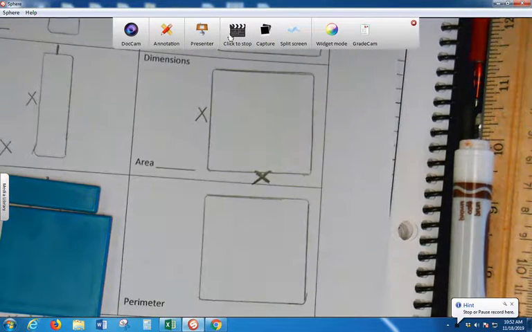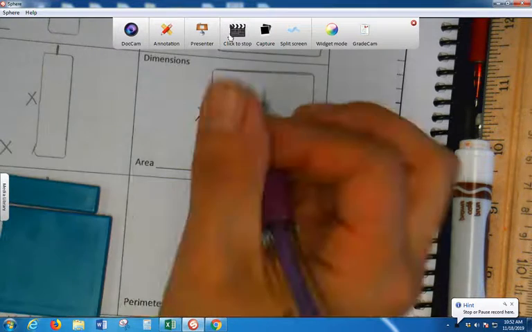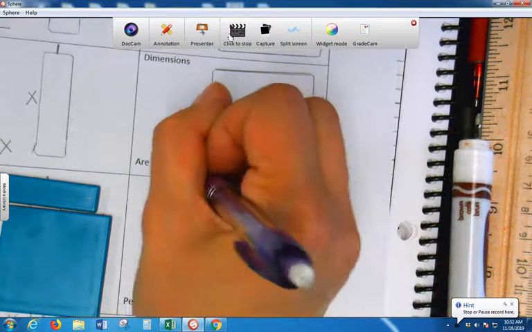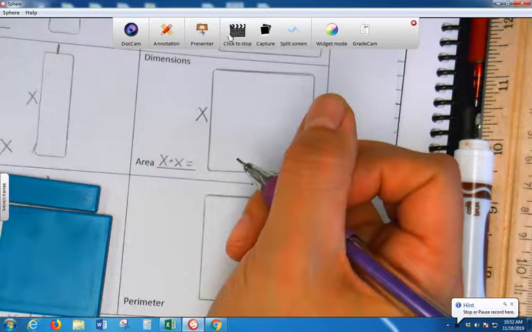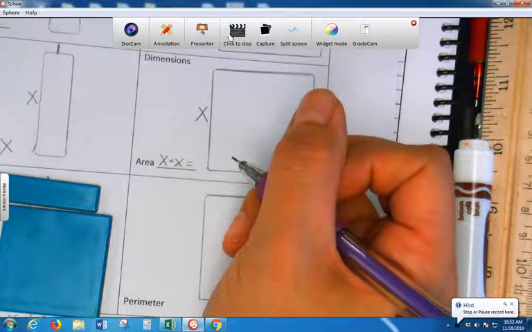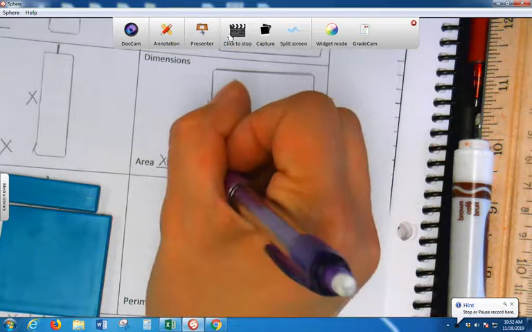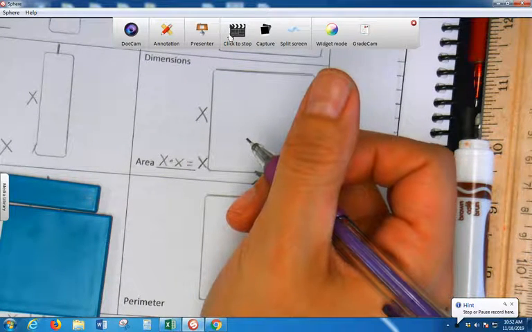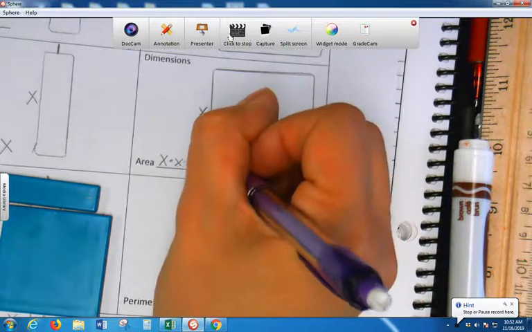Matthew? What do I multiply to get the area? What's x times x? You already wrote down the area. What is the area equal to? X equivalent to 2? No. X squared. Yeah.